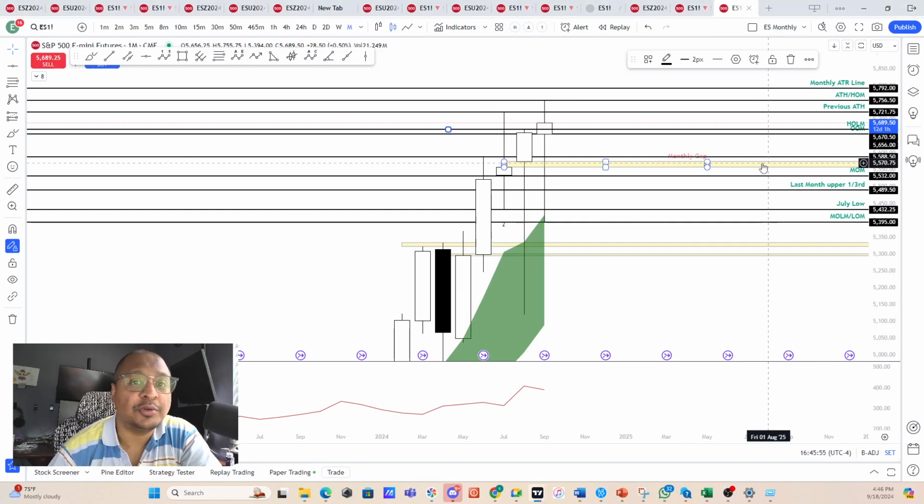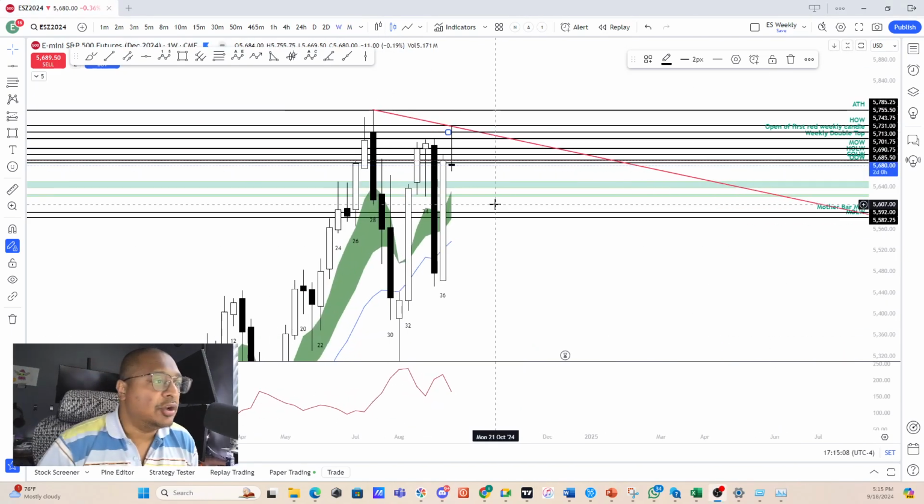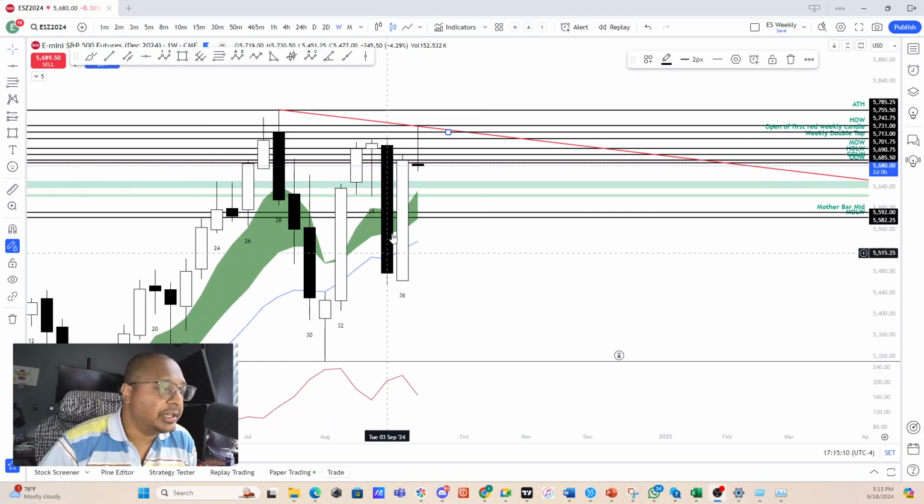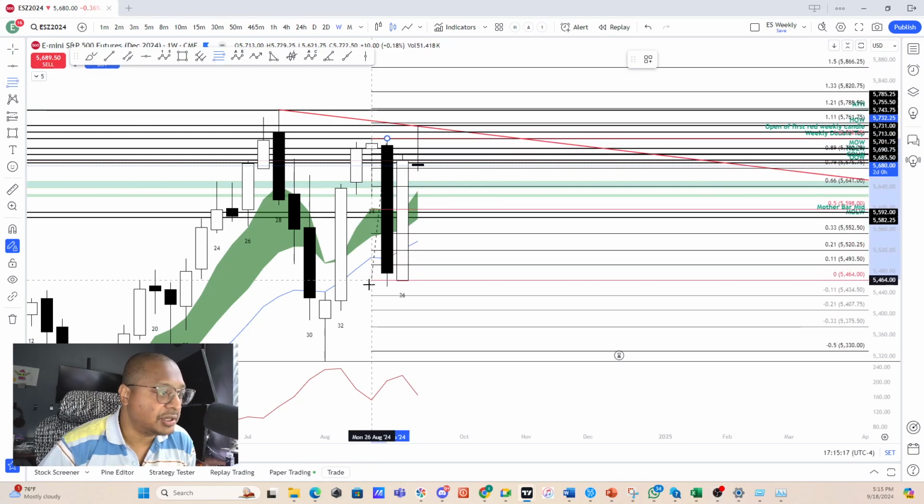Let us move on to the weekly chart. So let us take a look at the weekly chart. This was the weekly mother bar that we had. Then we had this inside bar. We went above this inside bar. Let us put the mother bar fibs here right now.